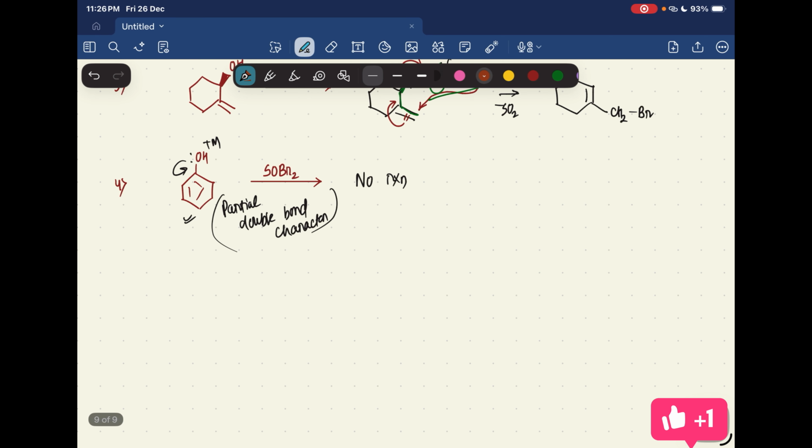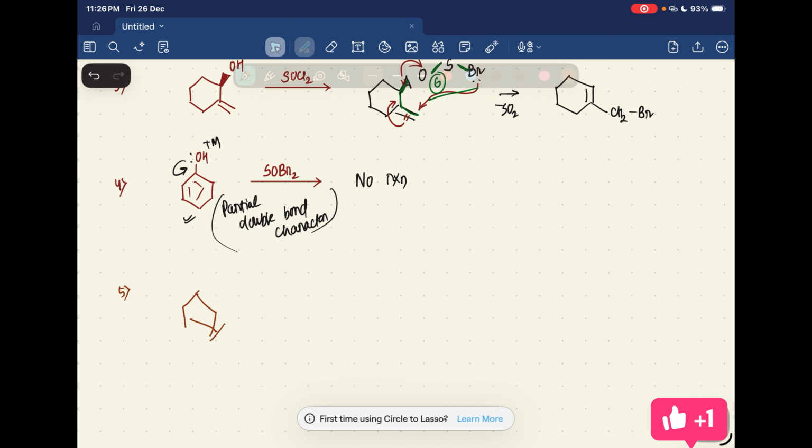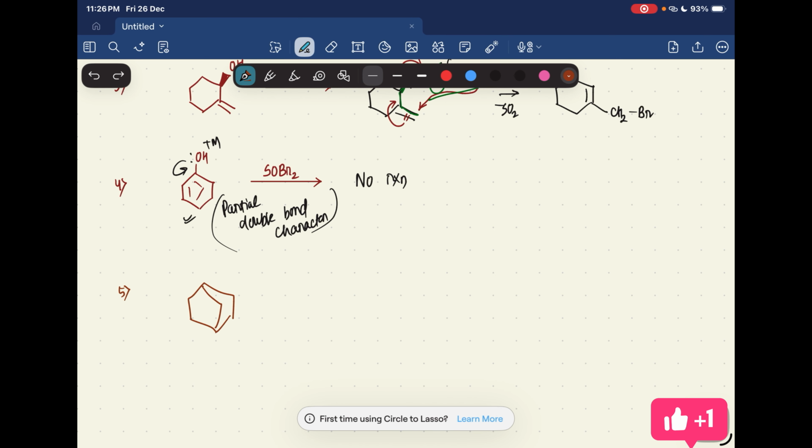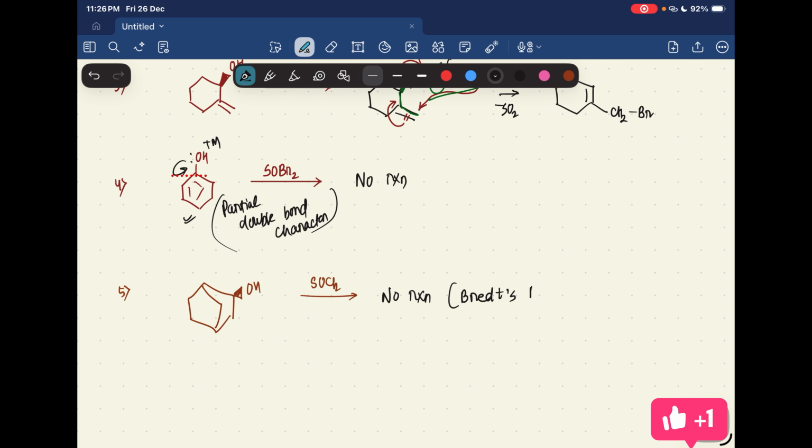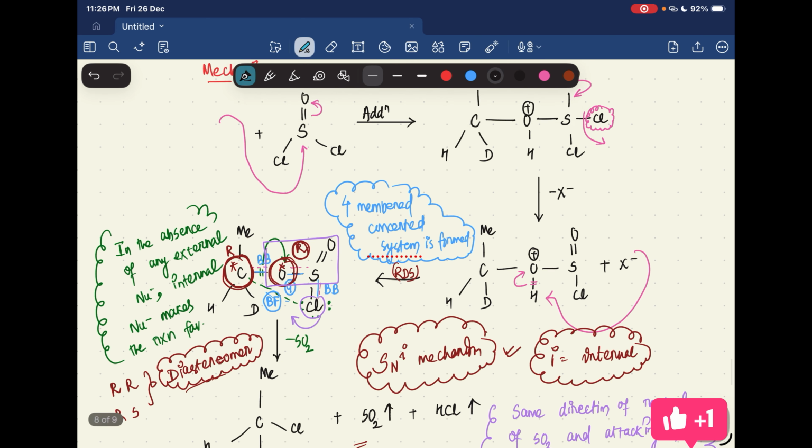If we go to the fifth one, let me keep this one as like this. Here, if I add SOCl2, then also my answer will be no reaction, because of Bredt's rule. So these are the things we have to keep in mind. Very important. This is all about the Darzens process.